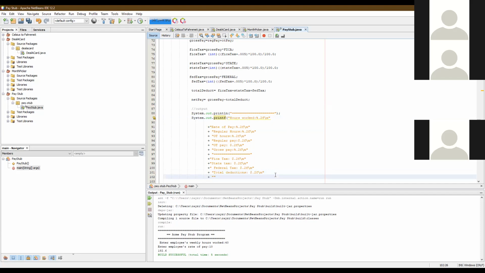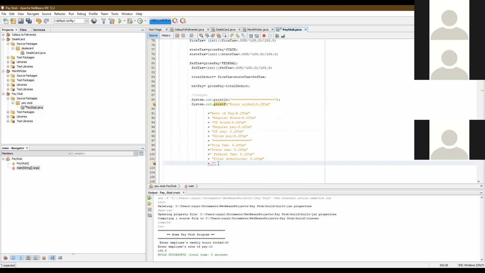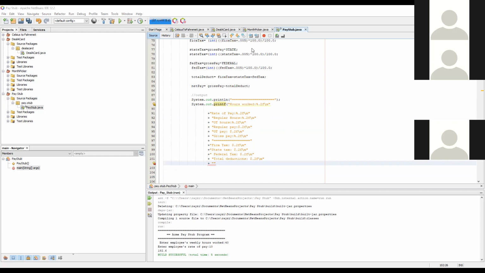Hit enter. Okay, now you're on the next line and I'll go back to my code so you can finish it out. Stop sharing. All right, and then I'll share again.